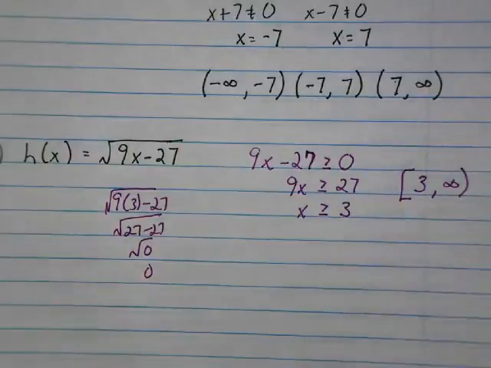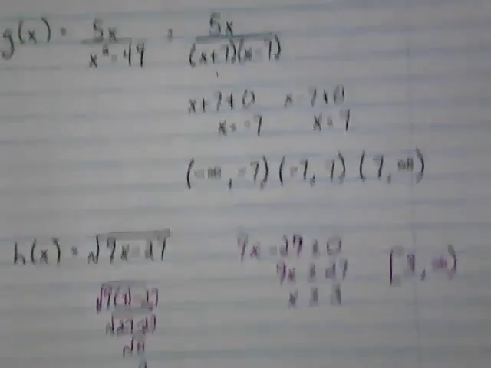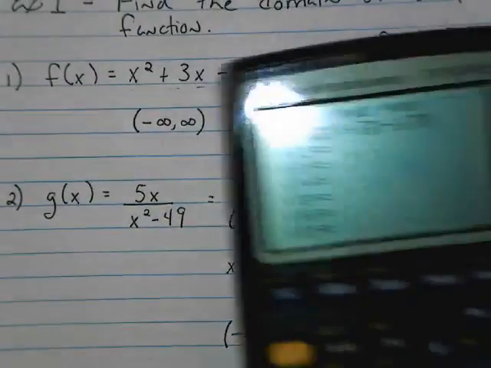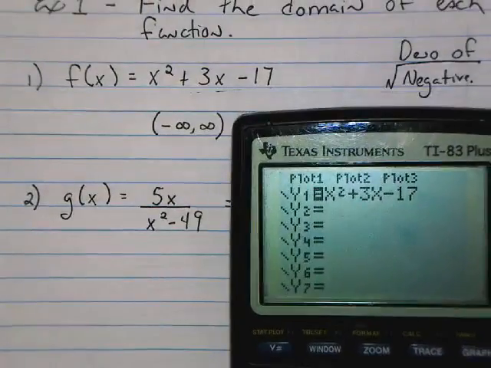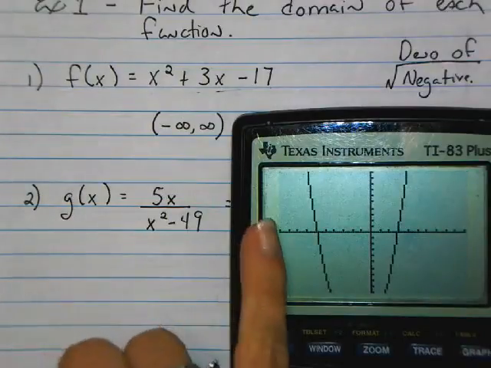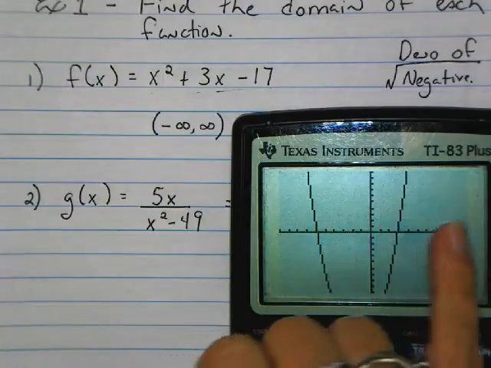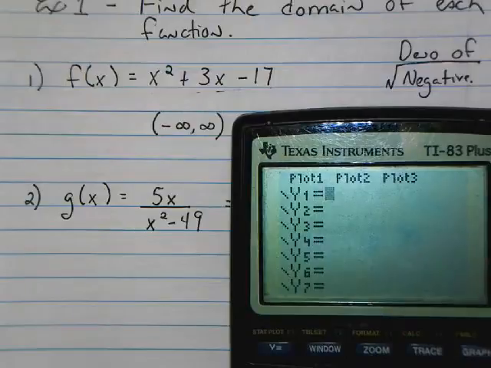Alright, so I real quick want to go ahead and show you just graphically how you can test these. I've gone ahead and typed the first one into my y equals, and when I graph it, there's my parabola. And so I know that its domain is from negative infinity all the way to infinity. Okay? Let's go back and type in the second one. Now, for those of you who are typing it in, make sure you put parentheses in the denominator. So I need x squared minus 49.